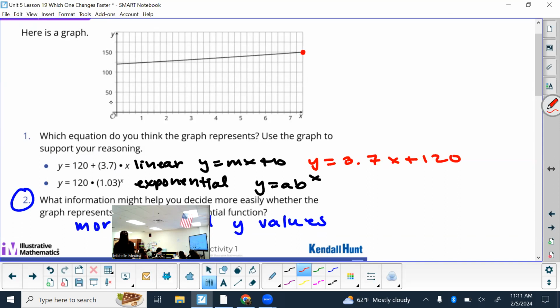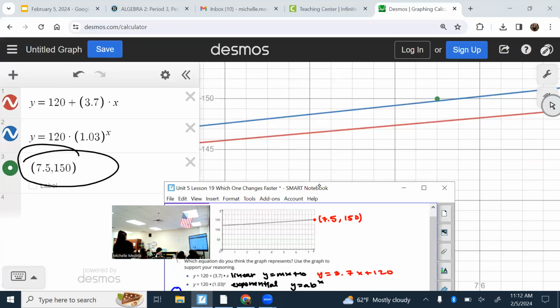Okay, good. So like I just said a minute ago, it looks like on the line, you can clearly see the line touches where X is 7.5 and Y is about 150. So you could plug in 7.5 into both equations and see which one gives you an answer close to 150. Or since I have it graphed in Desmos, I could just literally type it in and see which one it best matches. So which equation does our graph best match? The red or the blue? And what type of equation is the blue equation?